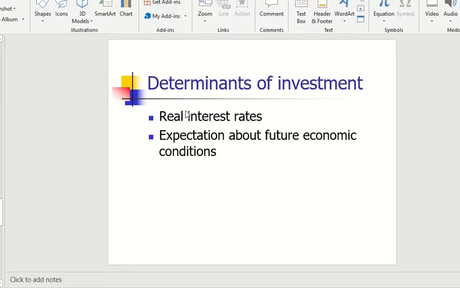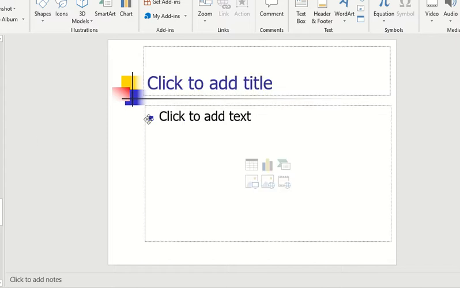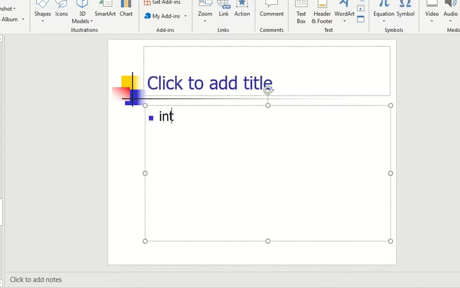So here are a couple of determinants of investment. Obviously, the list can be much longer than what we have here, but we are going to focus on these two in our class. The first one is real interest rate. In fact, for our purpose, interest rate will suffice. Okay, so how does interest rate affect investment? Suppose we have a lower interest rate, or we have a decrease in interest rate.